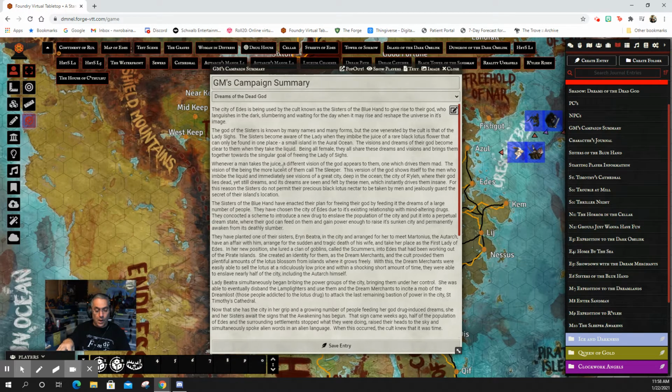And so when they found this, they also found growing on this island a black lotus blossom. And from this black lotus blossom dripped a black liquid that they call the nectar of the Night Maiden. And when this nectar is absorbed, whether they imbibe it or it is absorbed through the skin, regardless of which way they take it, it turns your hands blue, hence the name Sisters of the Blue Hand, and it turns their lips blue, I think.